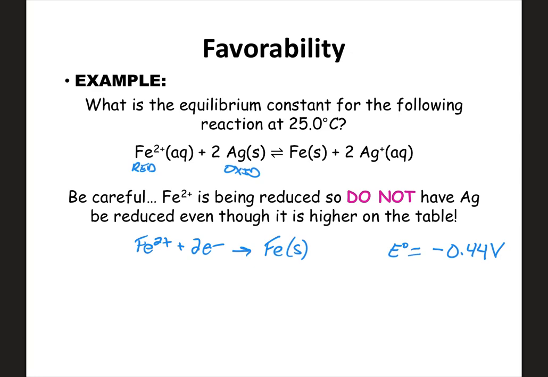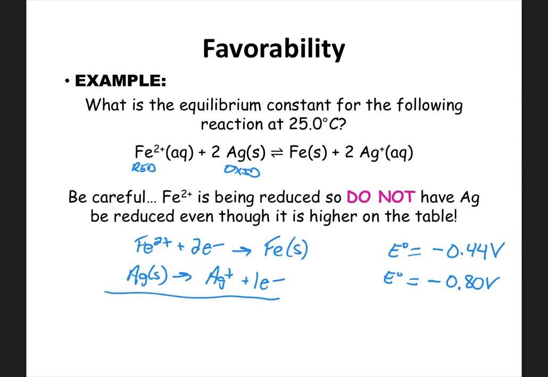But then the silver is going to have to be flipped when you look it up because it's being oxidized. So I'm going to have Ag solid going to Ag+ plus 1e-. That's a loss of electrons. That's being oxidized, but I flipped it, so I need to flip the sign of the E naught from the standard reduction potential list. So it's going to be negative 0.80 volts.